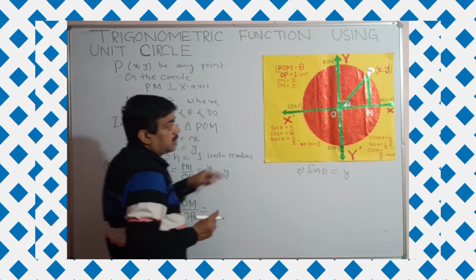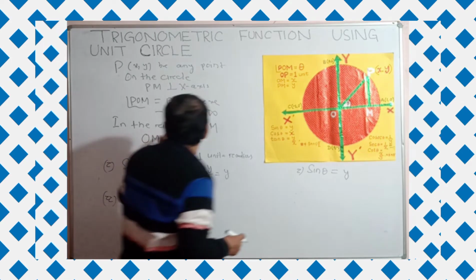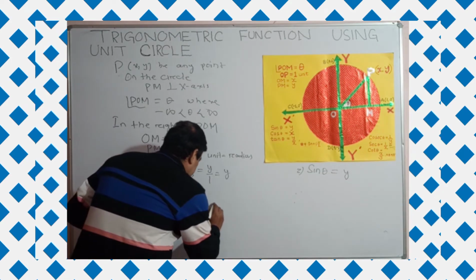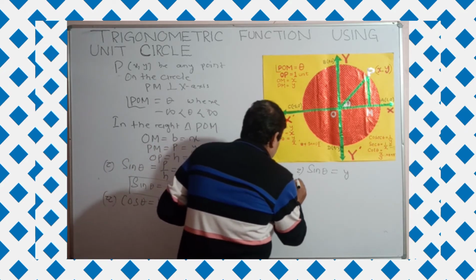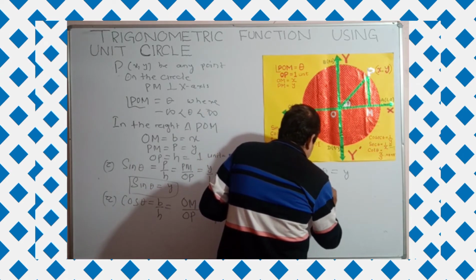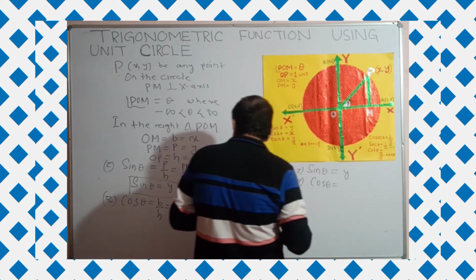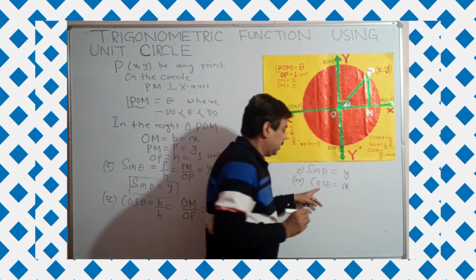Here OM indicates which? Here OM indicates what? X coordinate. Here OM is the X coordinate. Okay. X upon 1, which is X. Very simple. But this simple concept is mostly useful to study the trigonometric function of different angles and their sign convention. So here you are getting cos theta equal to X.